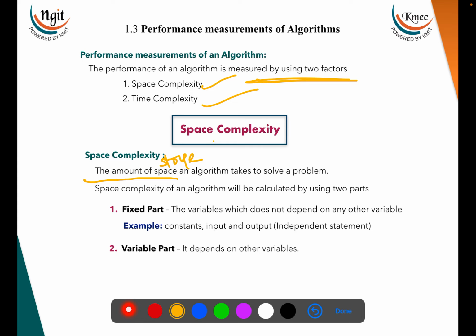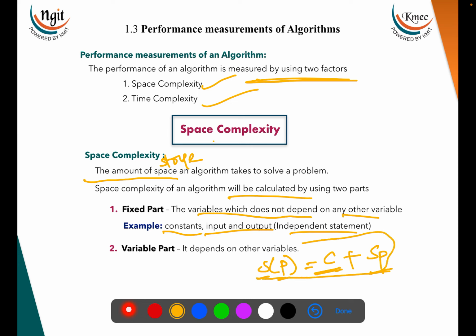And space complexity is calculated based upon a formula. The formula is: space complexity of a problem is equal to C plus SP. C is the fixed part variables. SP is the variable part variables. Fixed part variables are those which don't depend on any other variable, for example constants, input and output independent statements. Variable part is what depends on other variables. Now keep this formula in mind.